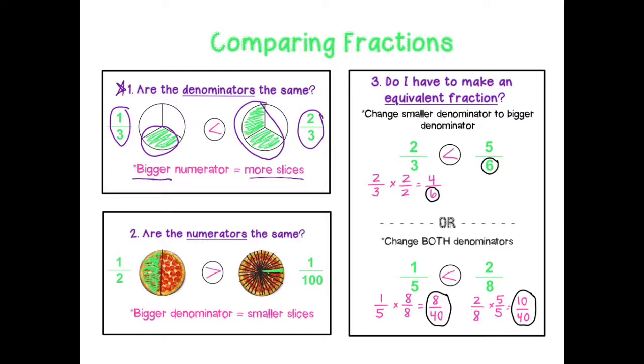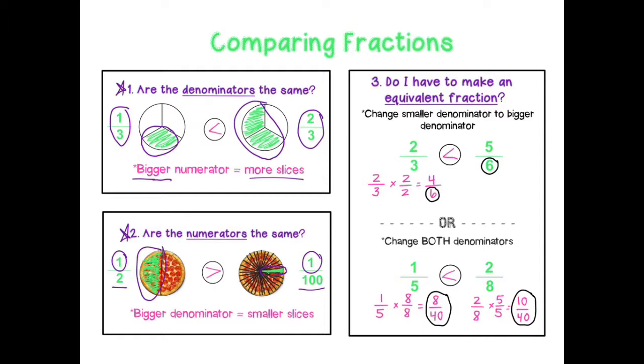Now the opposite is true if the numerators are the same. Question number 2, are the numerators the same? If we're comparing 1/2 and 1/100th, our numerators are both 1. However, our denominators are different. In this case, 1/2 is if we have a whole pizza and we cut it into 2 parts. The 1 is showing this part, 1/2 of the pizza. But it's very different if we take that same pizza and cut it up into 100 parts. Then we only have one little teeny tiny itty bitty part of the pizza.